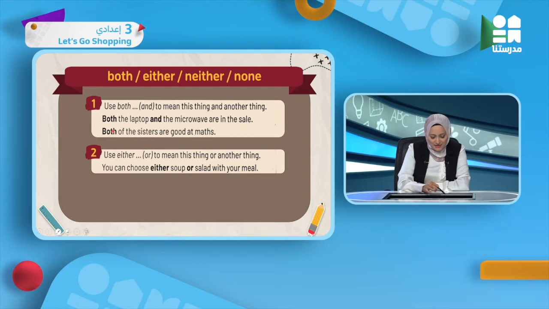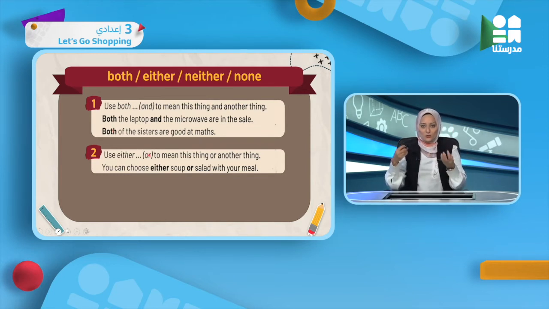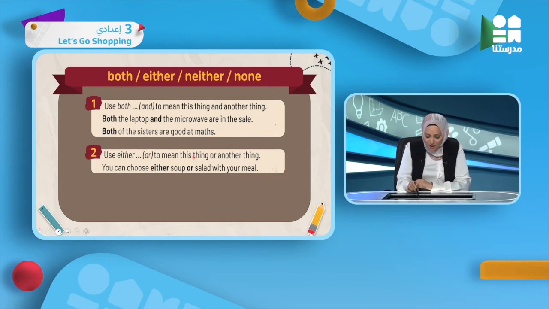The second one is either. And either comes with or. The collocation or the friend of either is or. When I use either, I use or, to mean this thing or another thing. One of the two, like when someone asks you to choose, either this or that. You can choose either soup or salad with your meal. So I have either and or.